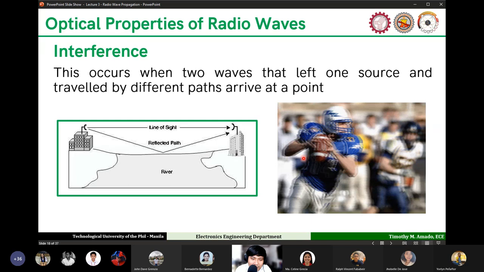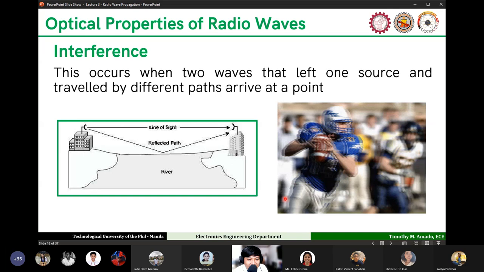So napansin nyo guys, look at the rugby player. Nakita nyo dito, merong part nung rugby player na parang naiwan. Ito yung shoulder niya, ito yung siko niya, ito yung legs, thighs niya. Nakikita nyo guys. It's because of the reflected path, di ba? So, may reflection na naganap. Parang meron kang same image na na-form, na mas delayed, tapos mas mahina, mas malabo, di ba? Ganun ang nangyari. So, nagkaroon siya ng reflection.